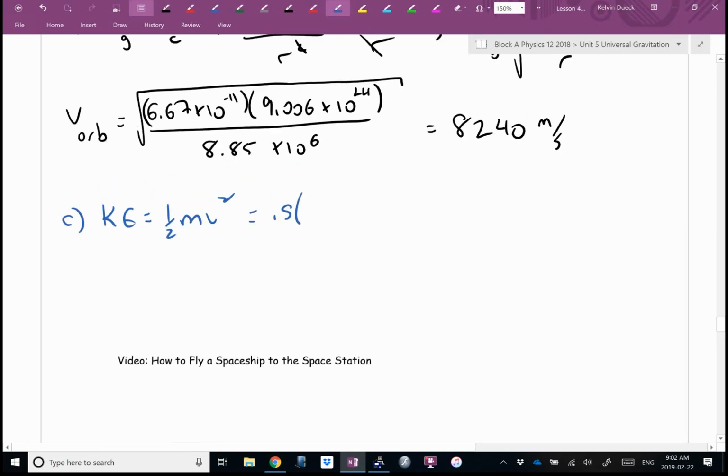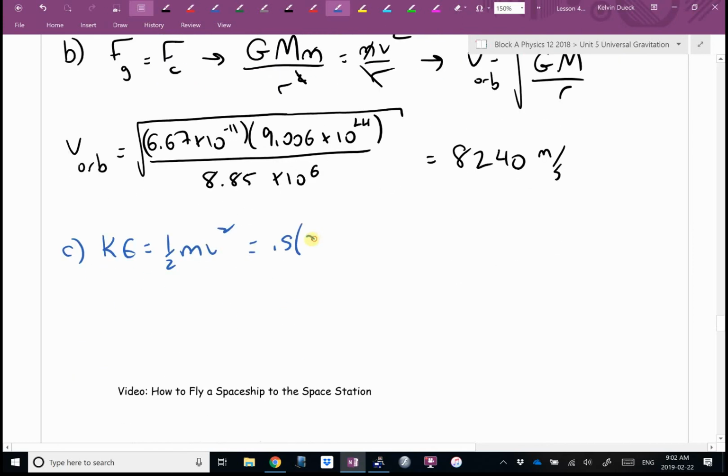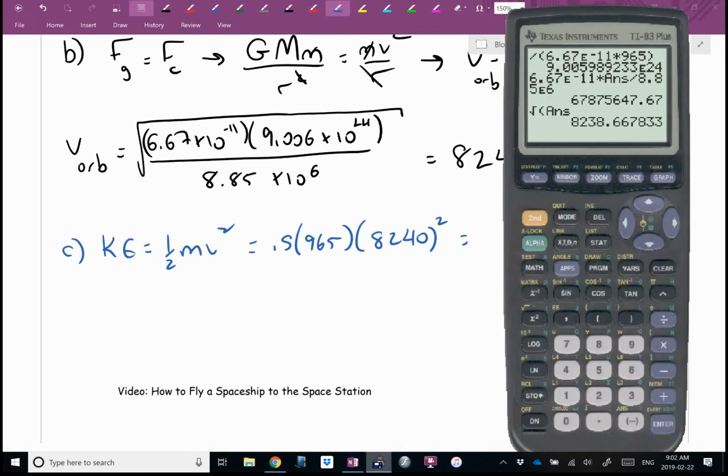What was m? 965? I'm going to write 8,240 squared, but I'm going to use my answer button. If I go 0.5 times 965 times answer button squared, I get 3.275 times 10 to the 10th. And if I double that, is that the magnitude of the potential energy that they gave us in orbit? Bang on exactly. Okay? That's where the shortcut can sometimes be handy.